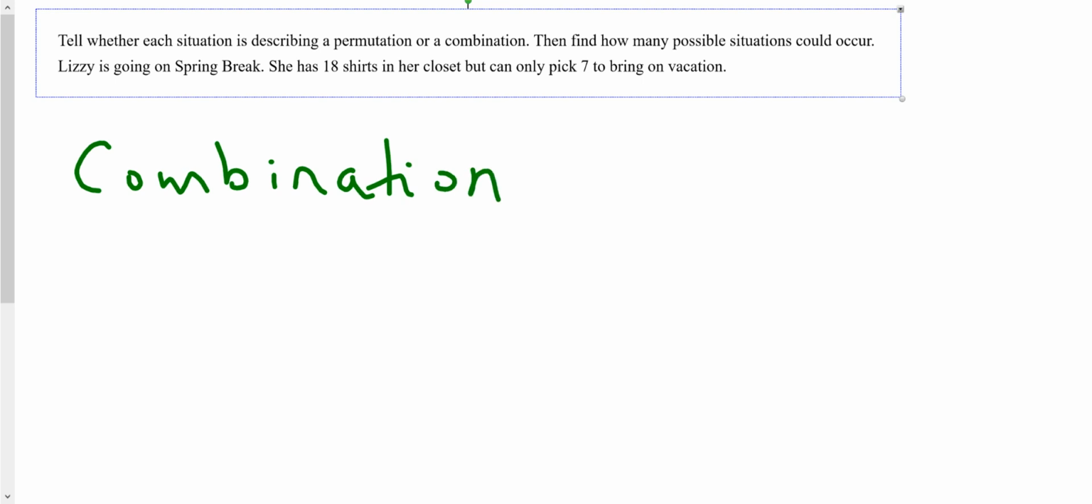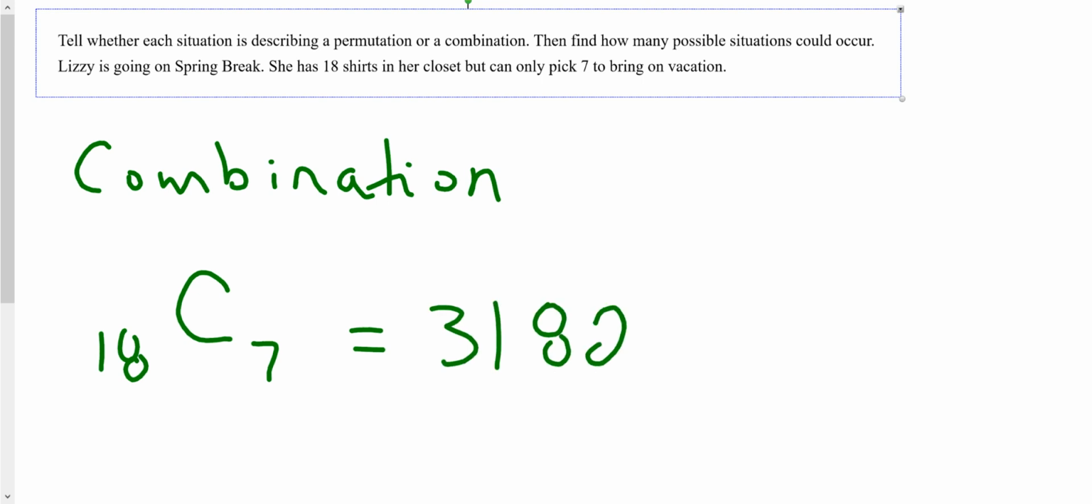This makes no difference if she chooses her red shirt and then her blue shirt, or a blue shirt and then red shirt. And it says that we have 18 of them, and we're going to choose 7. Let me throw that in there. We get 31,824 combinations there.